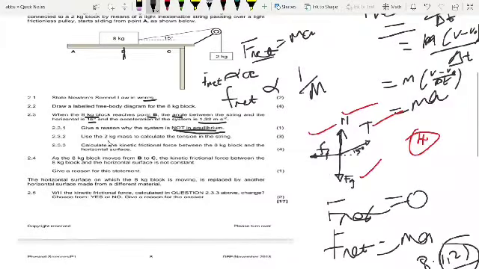Now let's go to this part here. They're saying use this to calculate the tension of the string. Remember they said calculate the tension. They did not say calculate the component of the tension. Calculate the tension of the string. Now you and I, we have to really be careful on this one.